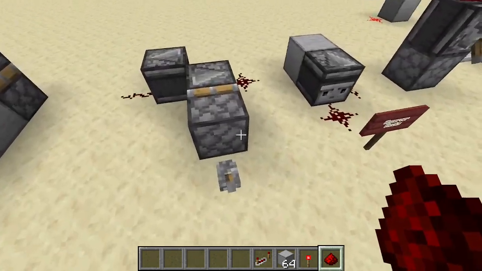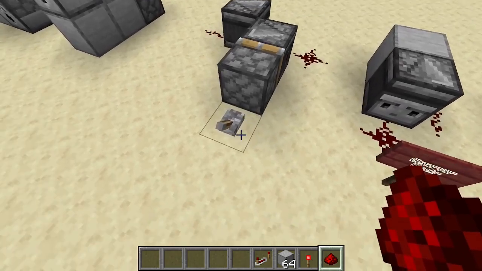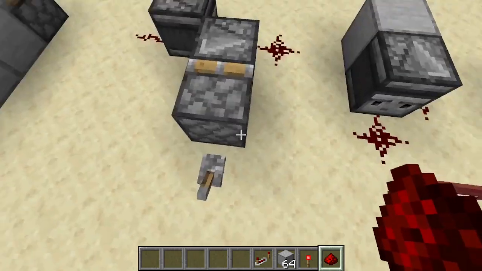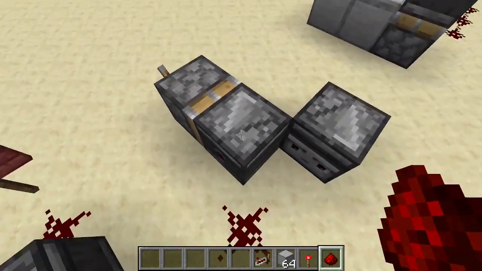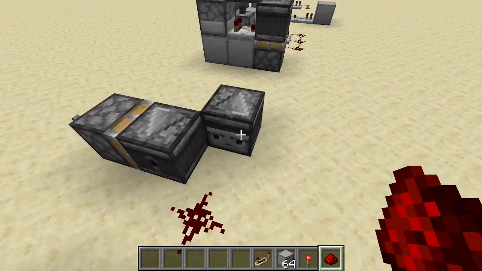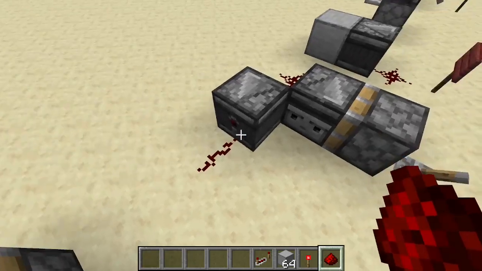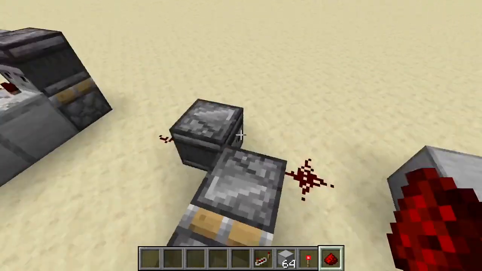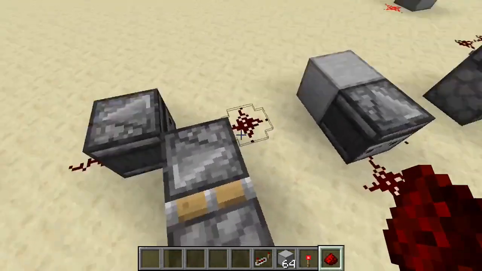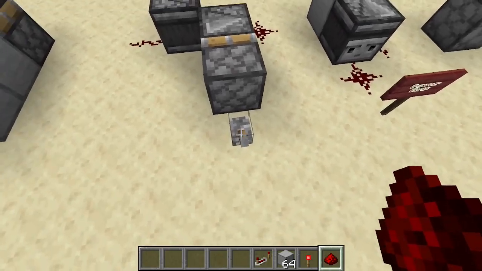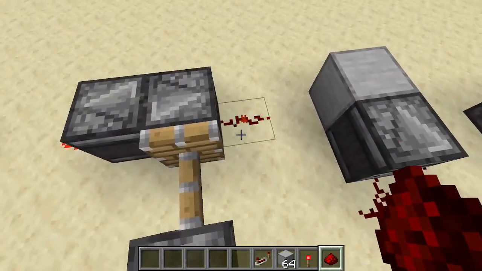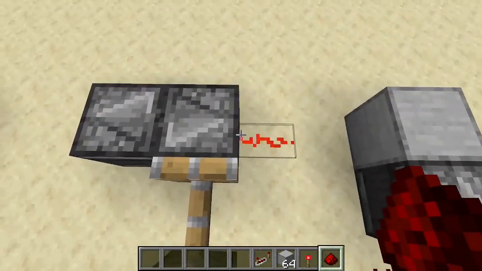Now this next one is pretty neat. So what we got is a lever that's powering a sticky piston, and we got an observer and another observer. So the observers are both facing each other, and then they're going to have output signals. You can have output signals out either side or both sides if you like. So if we flick it on, you see we get a pulse coming out both sides.